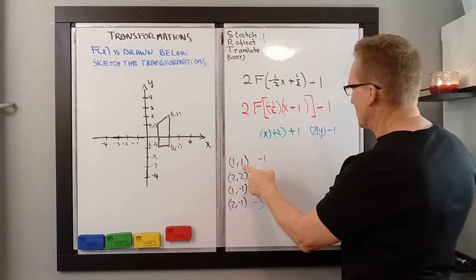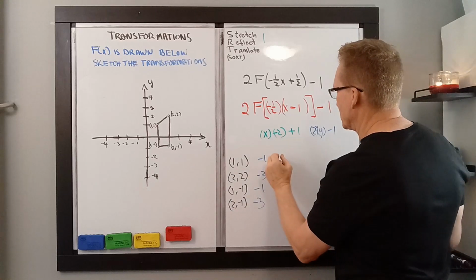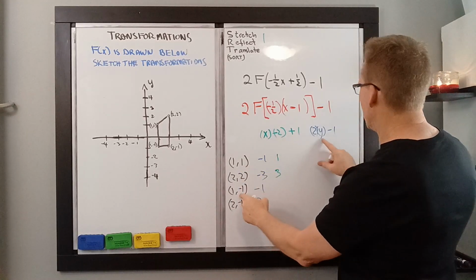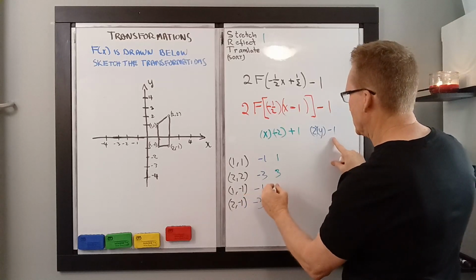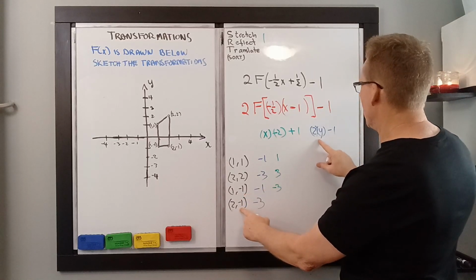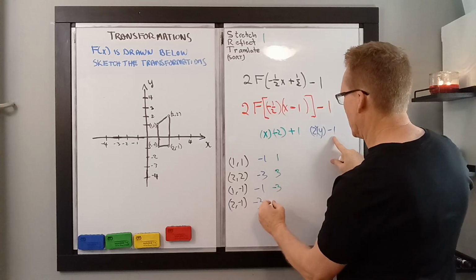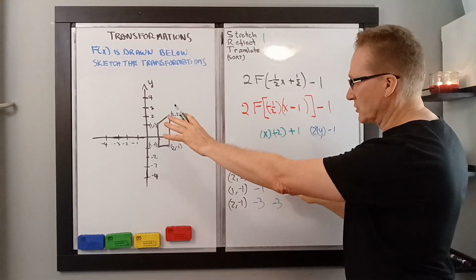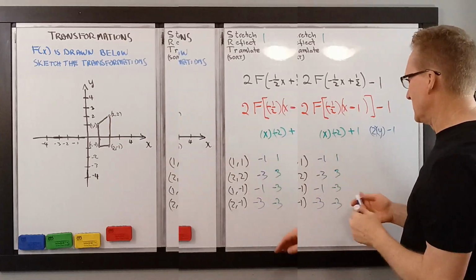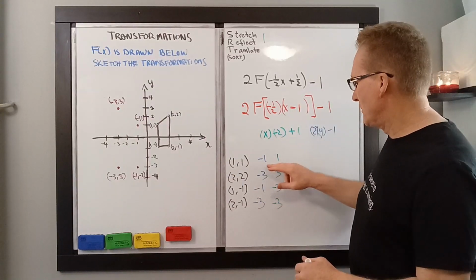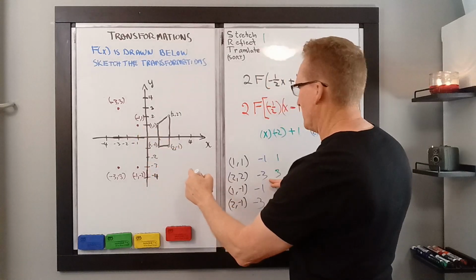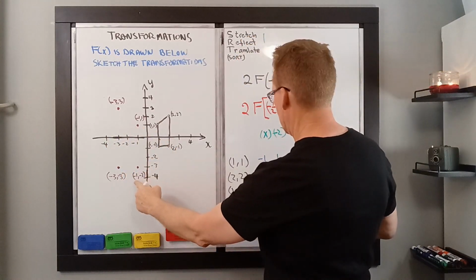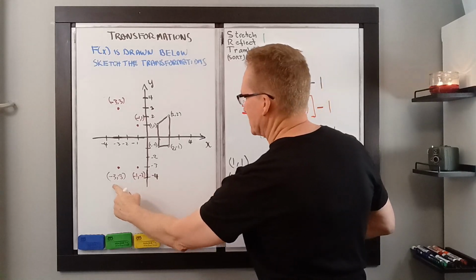Over here, 2 times the y is 2, minus 1 is 1. This one here is 4, so that's 3. This one here is minus 2, so minus 3. And this one here, the y value, minus 2, minus 3. So there we have the values. I'm going to take these. Give me a second. I'm going to plop those on over there, and then I'll come back and show you what I did. All right, I've taken these points over here, minus 1, 1, put them over here, minus 3, 3, minus 3, 3, minus 1, minus 3, and minus 3, minus 3. I put them over there.